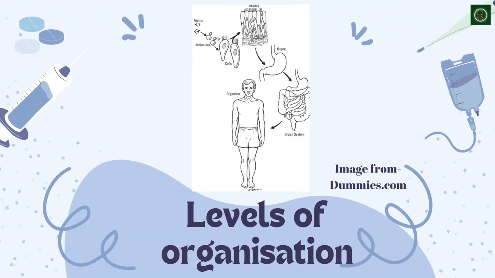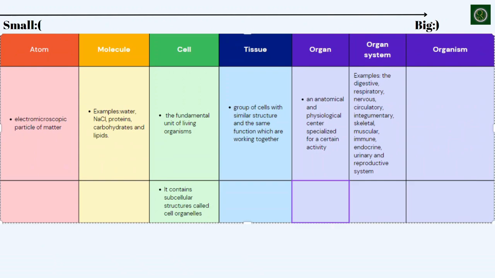Levels of organization. The smallest and the simplest level of organization is the atom, which is an electron-microscopic particle of matter. The second level of organization is the molecule. Examples of molecules are water and sodium chloride, proteins, carbohydrates, and lipids. The next level of organization is the cell. This is the fundamental unit of living organisms, and it contains subcellular structures called cell organelles.